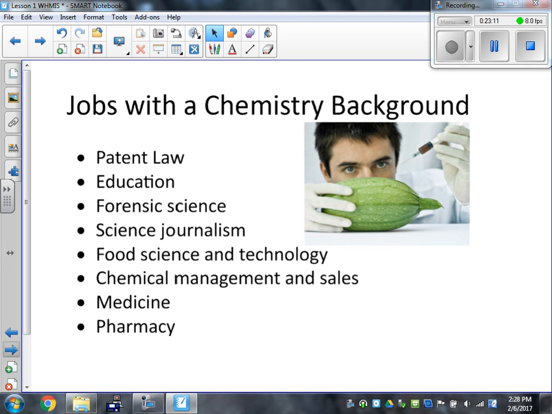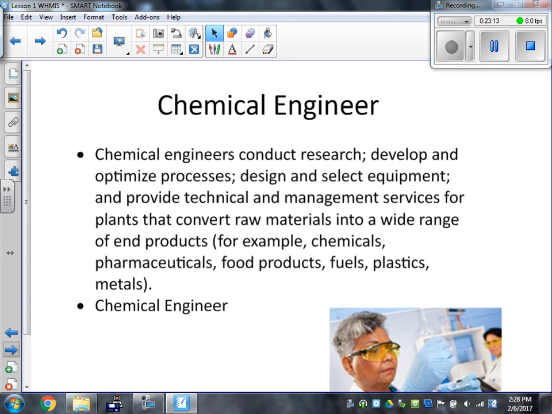All right, good. Chemical engineer, like I said, is probably the most common one. There's also a link there in case you want, but chemical engineers conduct research, develop and optimize processes, design and select equipment, and provide technical and management services for plants that convert raw materials into a wide range of end products. For example, chemicals, pharmaceuticals, food products, fuels, plastics, metals. Okay, probably the most common thing for chemical engineering around here would be the oil sands, where they would convert oil into different end products. Okay, gasoline, diesel fuel, jet fuel, etc.